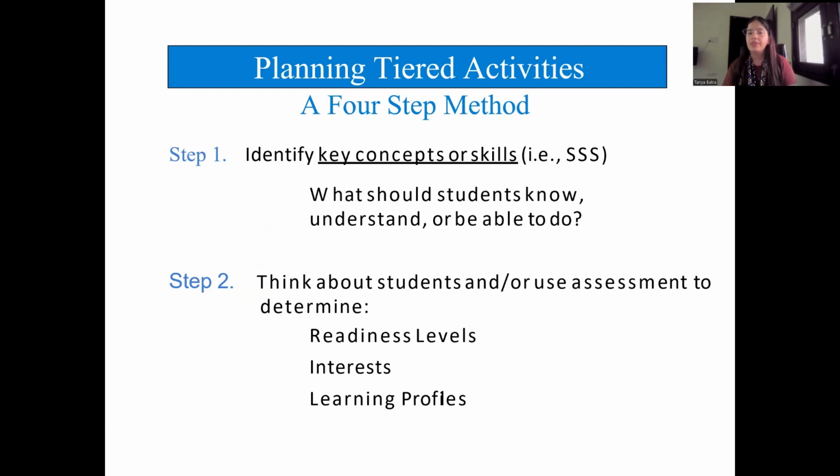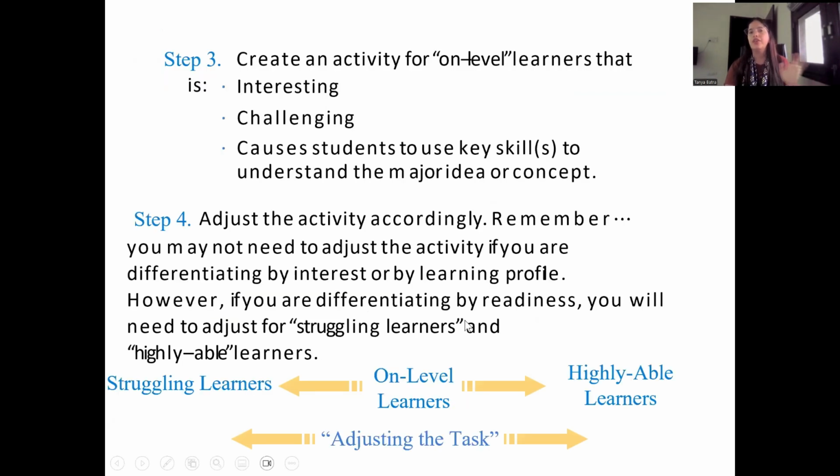Identify the key concept. Which skill do you want the learners to understand. सबसे पहले उसको identify करना. Think about the student or use assessment to determine. Understand the readiness level of your learners in the classroom. Understand their interests and understand their profiles. आपको फिर you will get to know their current levels. Okay, that how much the child is ready. What are the interests? What are the learning profiles? So सबसे पहले doing the assessment of that.